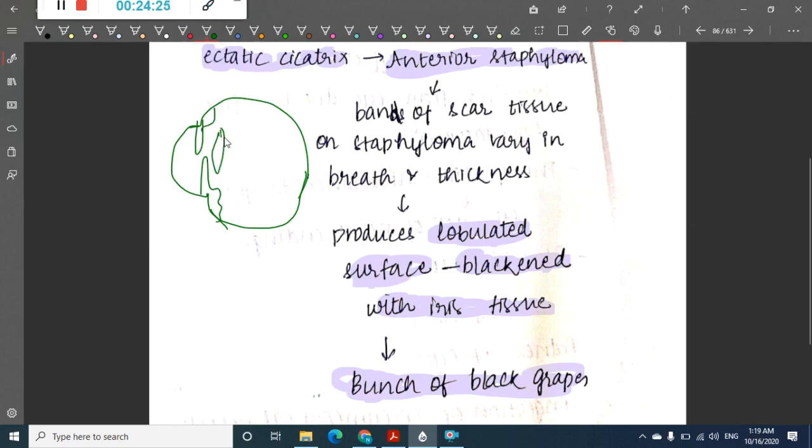Now this is the lens. These are the ciliary zonules. Okay, so now there is infection, right? Because of the infection, there is infection of the cornea.